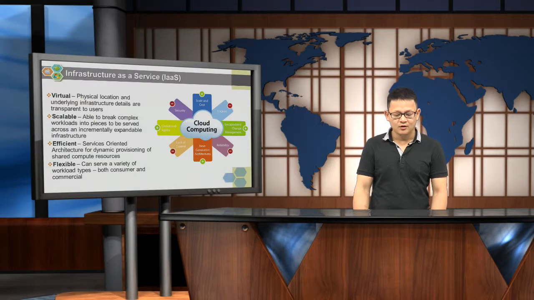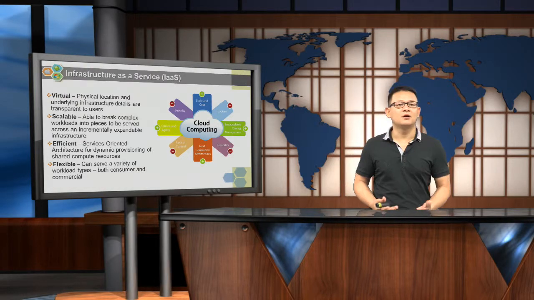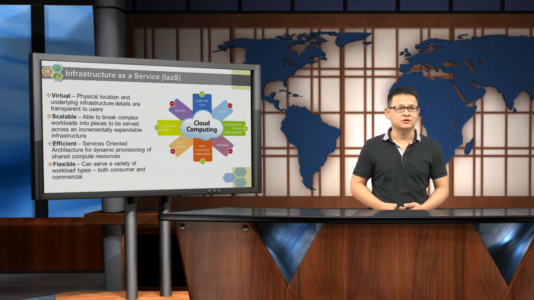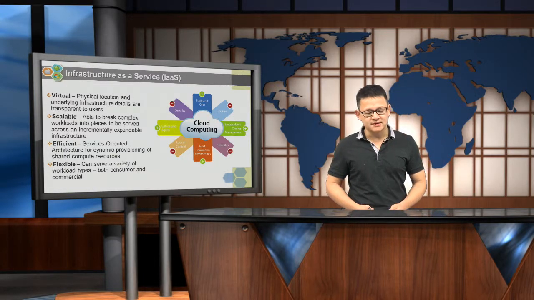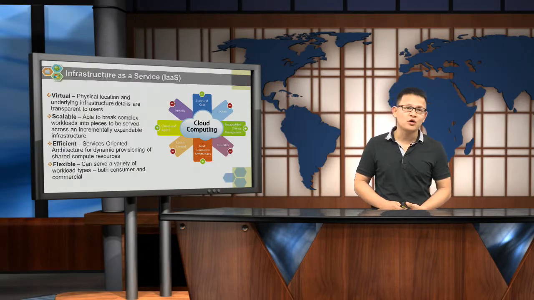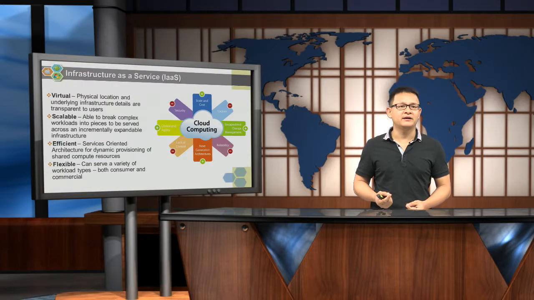Okay, so let's see what are the good things that make infrastructure as a service, or IaaS, become very popular nowadays. The first thing is that it is virtual. Virtual means that we don't care about the physical location. The physical location and underlying infrastructure details are transparent to the users. So they don't even know where the server, where the underlying infrastructure, is located.